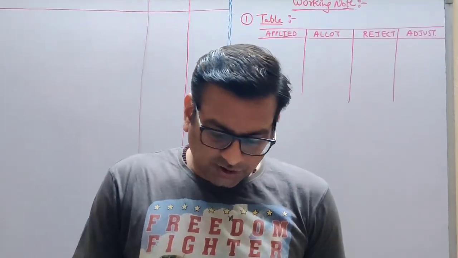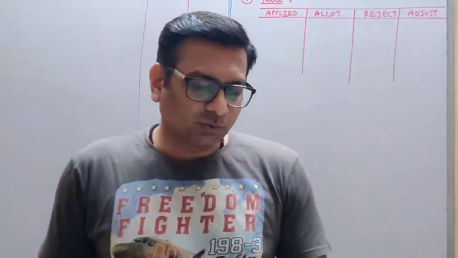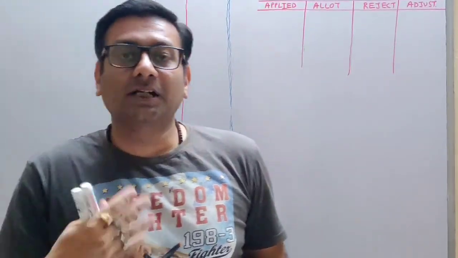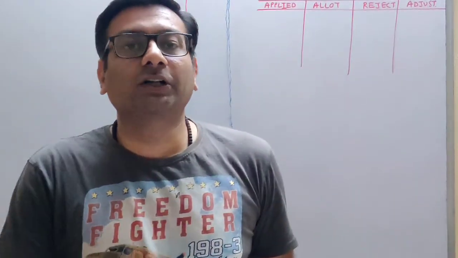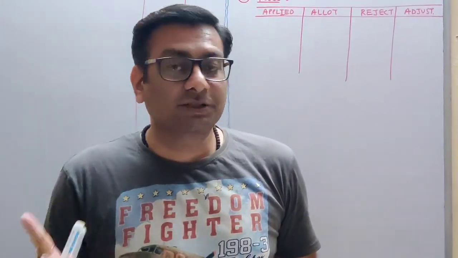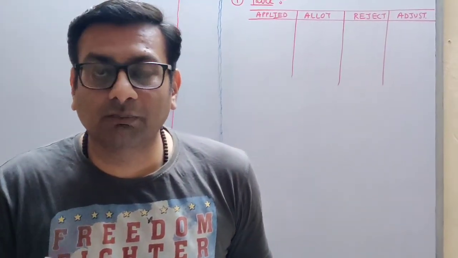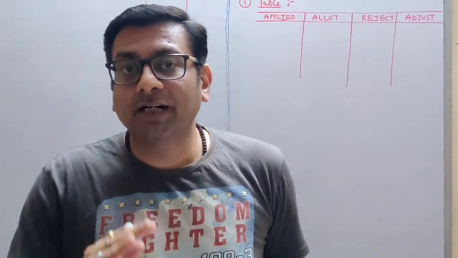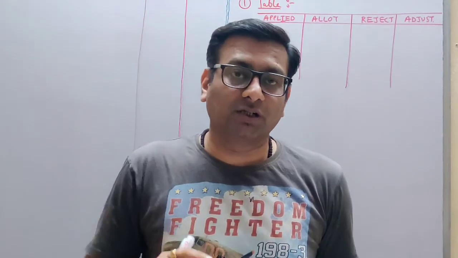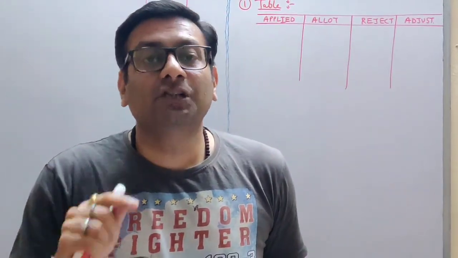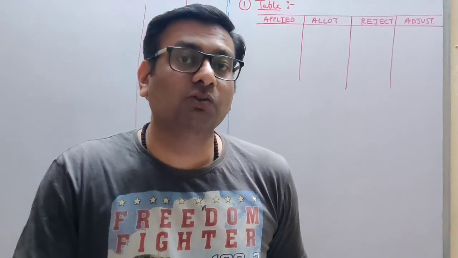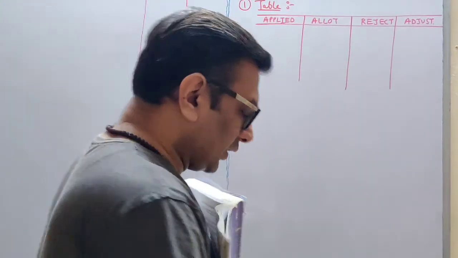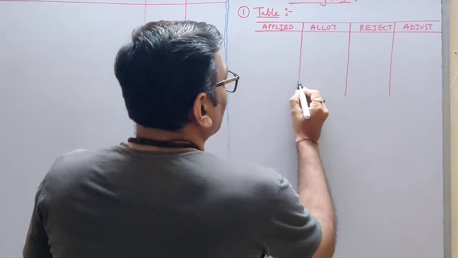Now what the question says: XYZ Limited offered 40,000 equity shares. So how many shares are offered by the company to the general public? 40,000. This is the offer. And remember students, whatever is the offered number of shares, that is the maximum allotment. Company can't allot even one extra share over and above the offer. So maximum allotment which company can do is 40,000. So always maximum allotment is equal to offer.